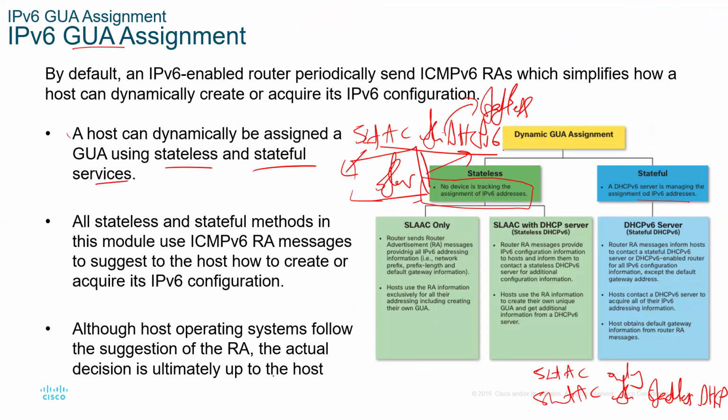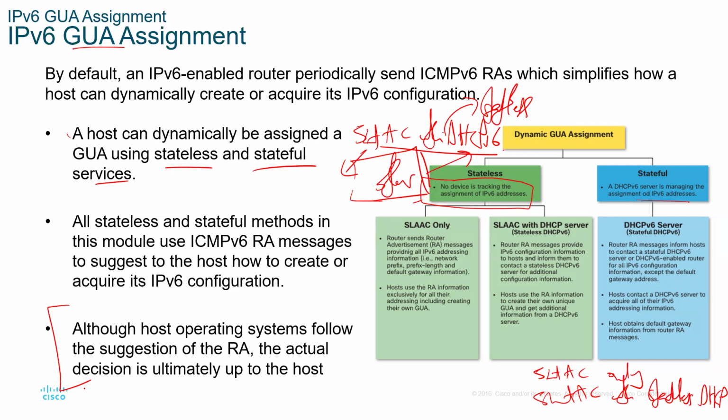This is very important. Although host operating systems follow the suggestion of the RA, the actual decision is ultimately up to the host. So the RA message has suggestions of how a host can configure its IPv6 address. It can either use SLAAC, SLAAC with stateless DHCP, or stateful DHCP. However, the ultimate decision will remain with the host, depending on the operating system of the host.